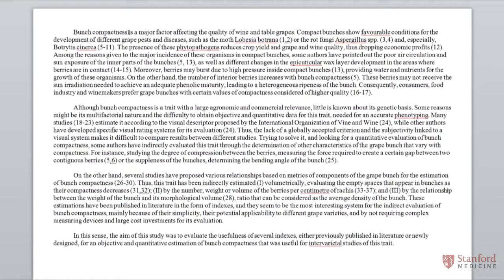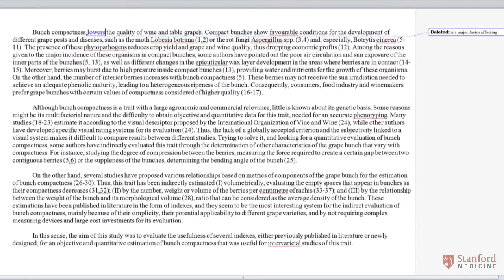So I wonder if it's okay to say "bunch compactness" — how about "lowers the quality of wine and table grapes"? Now I'd have to check with the author that that's always the case. Maybe at some point if it becomes too sparse, that's bad too. But I think in general what I'm getting out of this introduction section is that more compact lowers the quality. So let's just say that right from the beginning so there's no confusion.